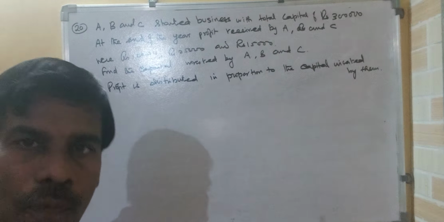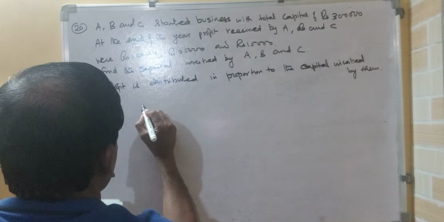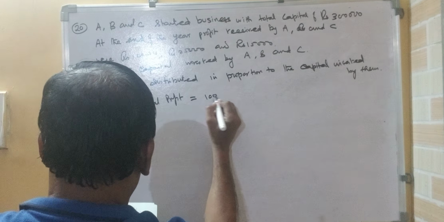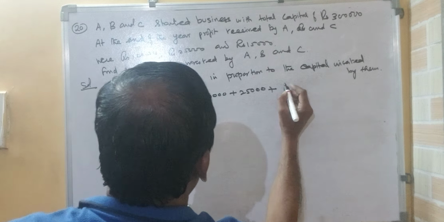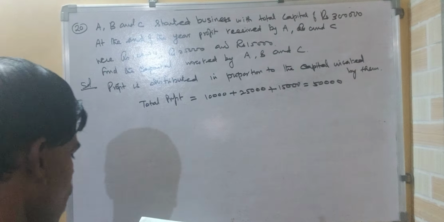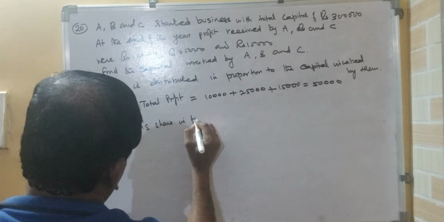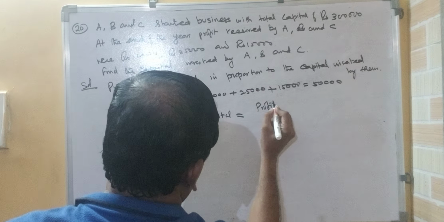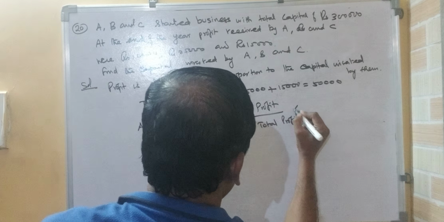See, profit also based on the investment they made. Okay. Now, same thing. Total profit equal to 10,000 plus 25,000 plus 15,000 equal to 50,000. Okay. Now, A share in the capital equal to profit upon total profit into total capital.